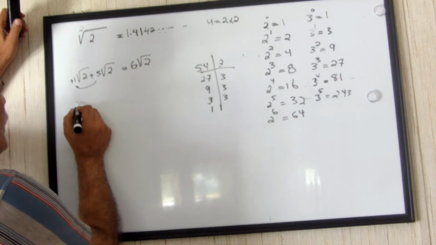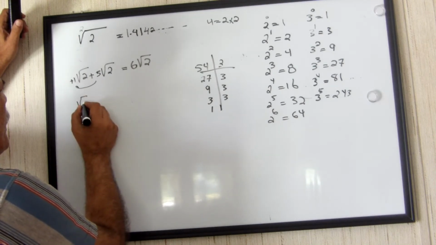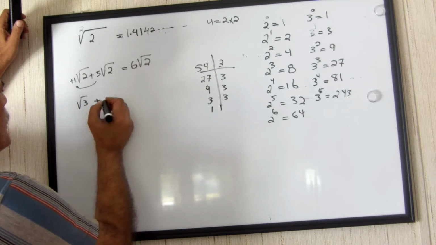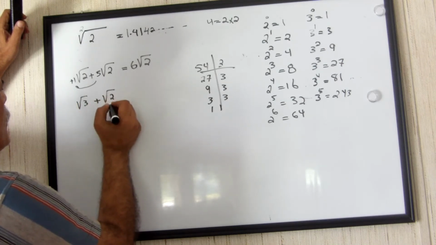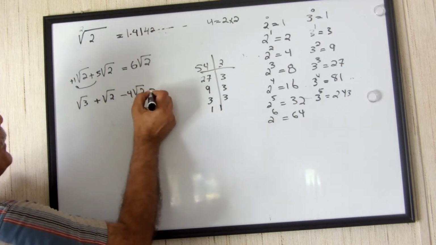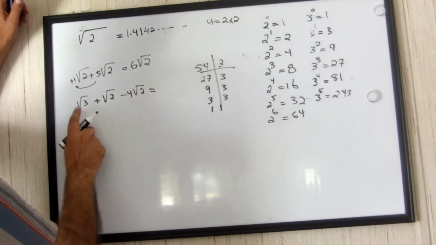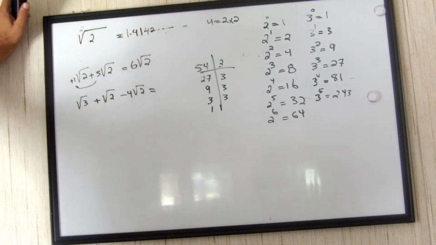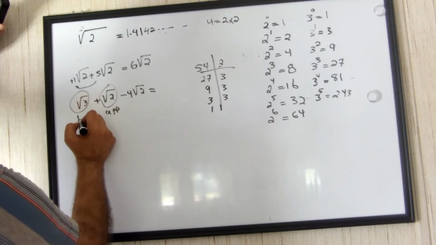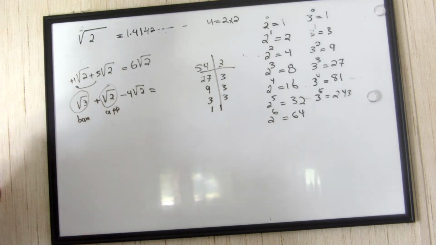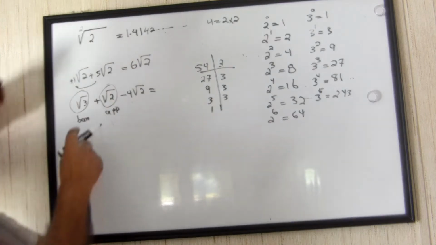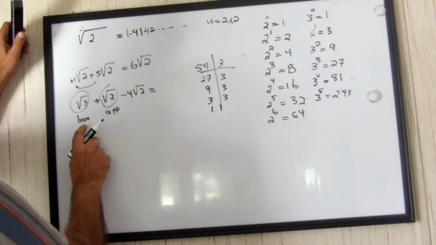See, if you have square root of 3 plus square root of 2 minus 4 square root of 2, you cannot add these, because this is like talking about fruit. This is like apple, and this is banana. You can add these together. We say, hey, we have this much banana. You add this banana together. You add this.